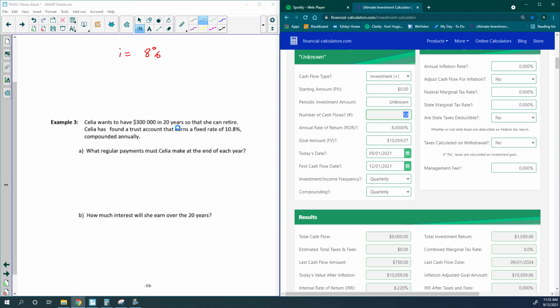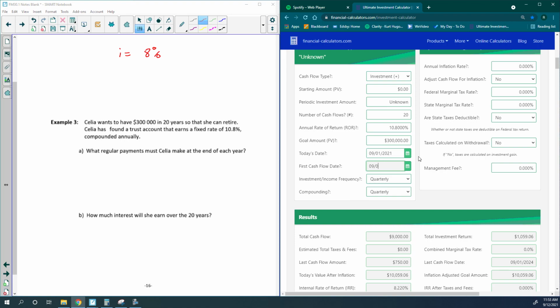We're doing this for 20 years, and it's compounded annually, so once a year for 20 years. So 20 times 1 would be 20, so the number of cash flows is 20. The interest rate is 10.8%. The future value we're trying to get is the 300,000. Oops, 1 too many zeros this time. Now today's date is where it's supposed to be on the 1st, but we need to do annually, so this needs to be a year later.